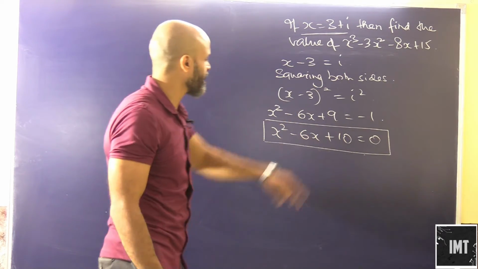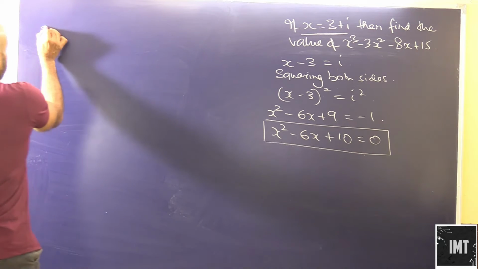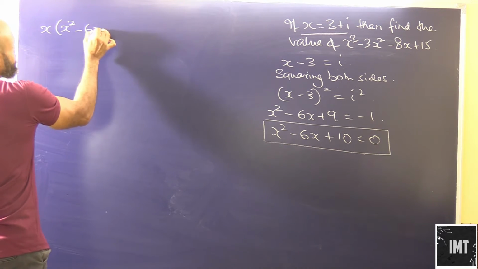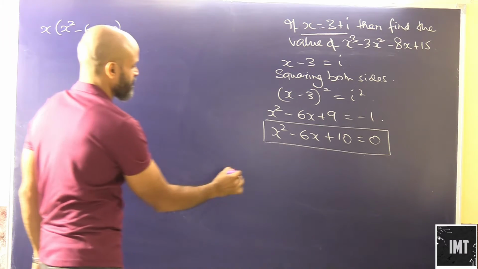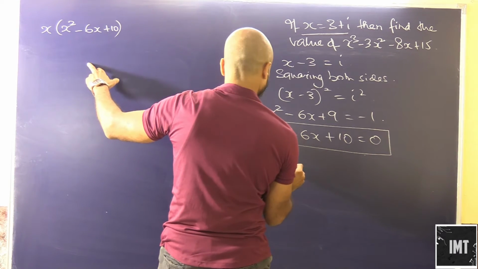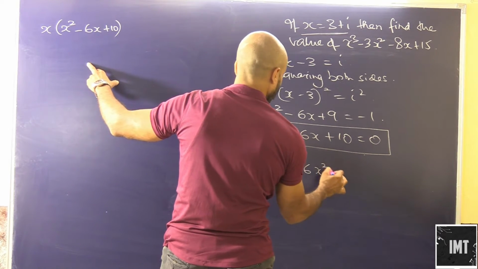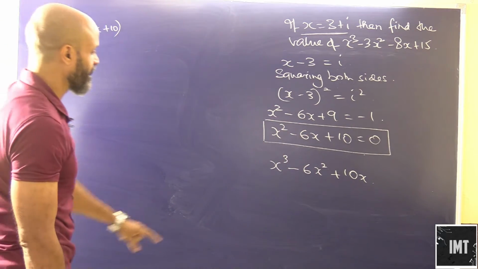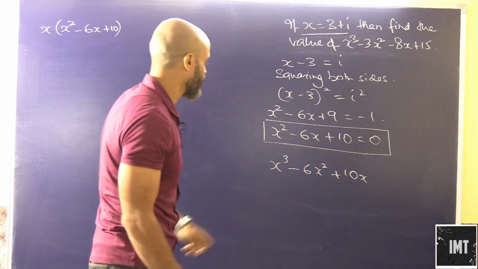Now let's say we have to get x cube. How do we get x cube? So if I multiply x into x square minus 6x plus 10, so this is going to give me x cube minus 6x square plus 10x. Okay, now I have to get 3x square from this one.